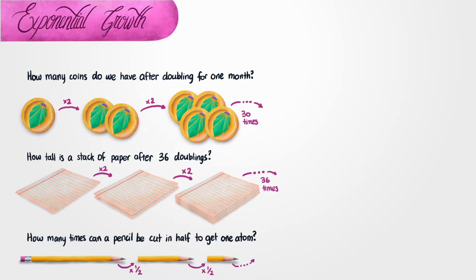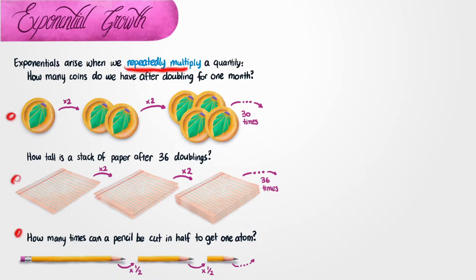Problems like these 3 are the exact kind of problems that exponentials were designed to solve. So as I've written here, the thing that's common to all 3 of these different problems is that all of them have a repeated multiplication somewhere. In this one we're multiplying the coins, in this one we're multiplying the stacks of paper, and in this one we're multiplying by half to half the size of the pencil.